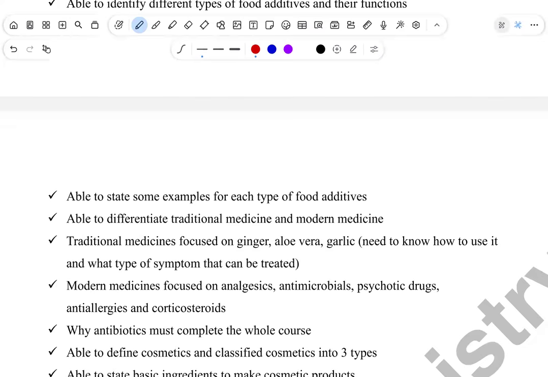So ginger, we boil the water and drink the water, right? Aloe vera, cut the leaf, extract the gel, and apply the gel on the affected area. Yeah. So what symptoms can they treat?